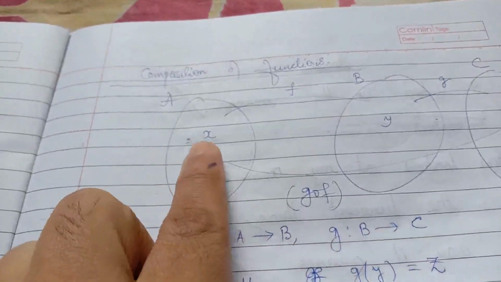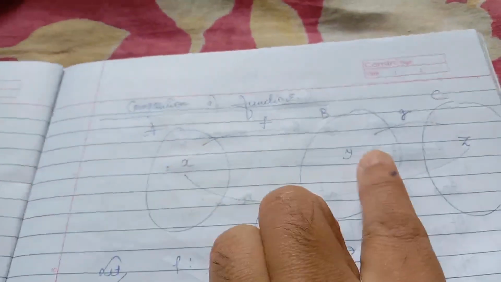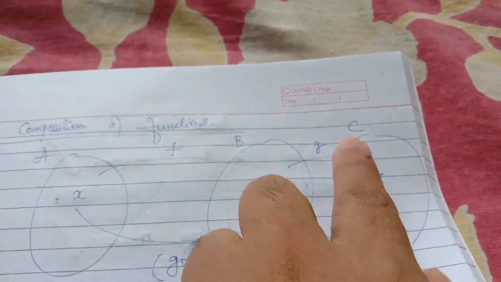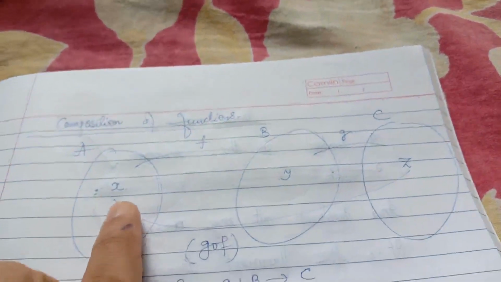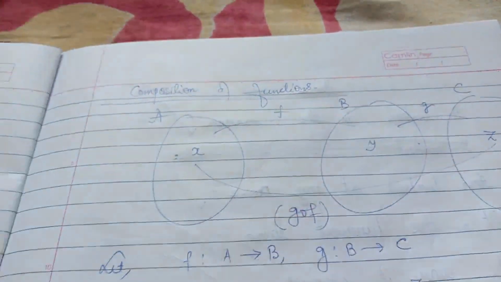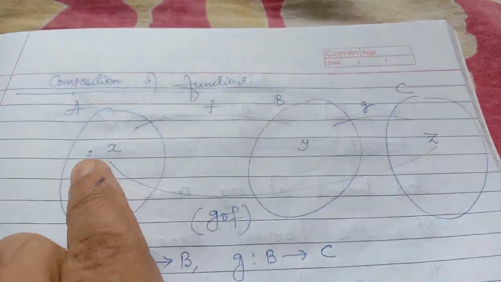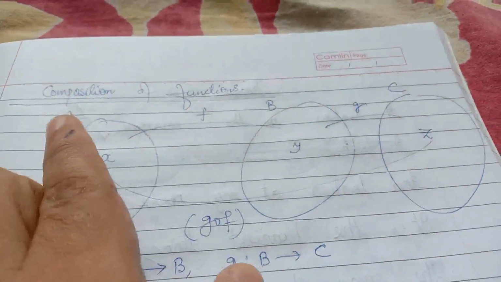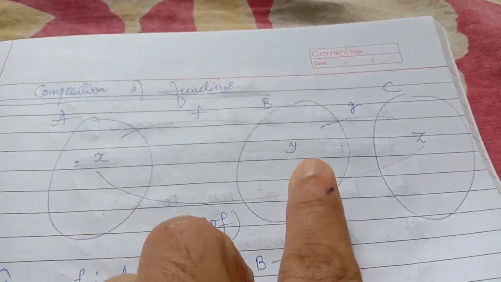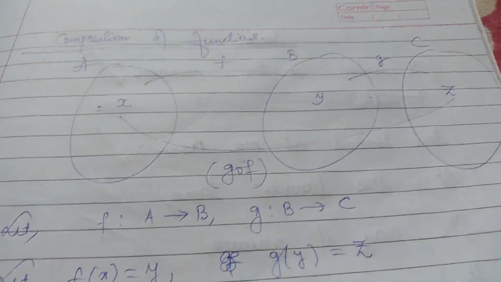Suppose x is an element of the set A, y is an element of the set B, and z is an element of the set C, such that f of x equal to y, because f is a function from A to B, f will connect all the elements of A to some element of B. Let f of x equal to y.